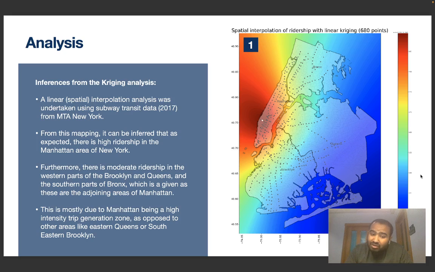Furthermore, there is moderate ridership in the western parts of Brooklyn and Queens, and also the southern parts of Bronx, which is a given as these are adjoining areas to Manhattan, and hence people would choose to live in these areas, and it would be easier also to commute. That can also be attributed to the high transit service in these areas. If you see the points, we can see that there are more points in these areas with respect to other areas which are blue in color. All of this is also due to Manhattan being a high intensity trip generation zone, as opposed to other areas like Eastern Queens and Southeastern Brooklyn.